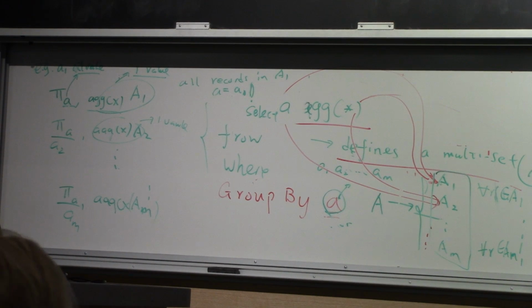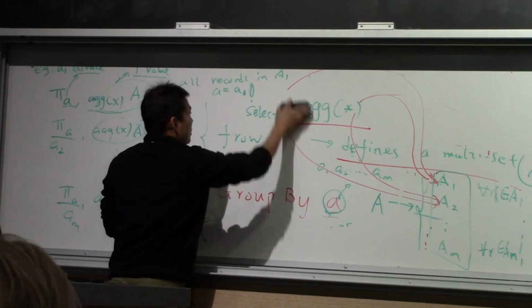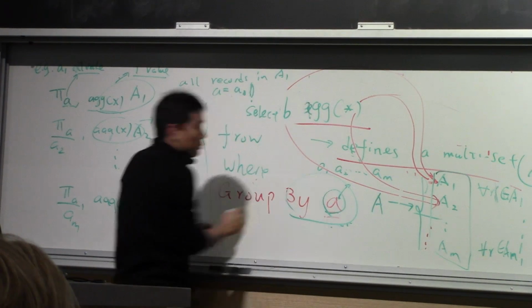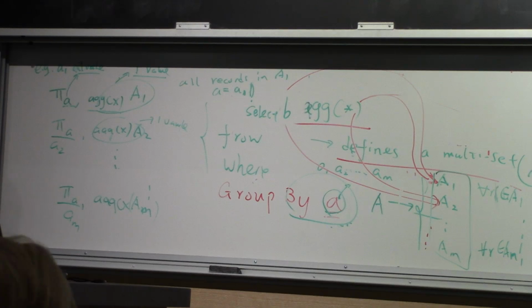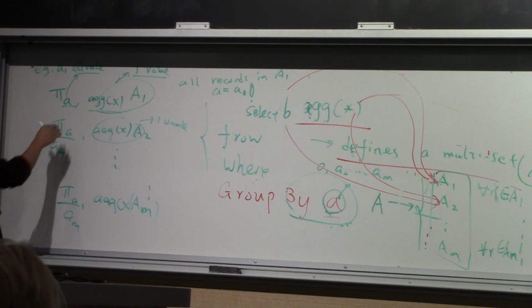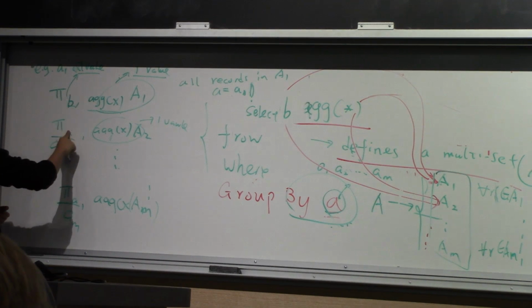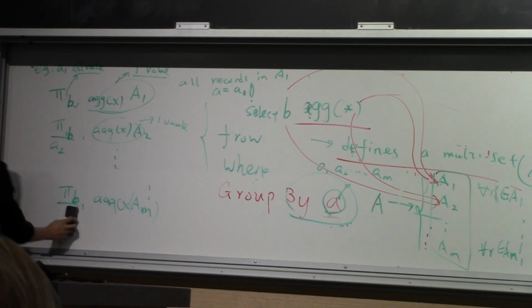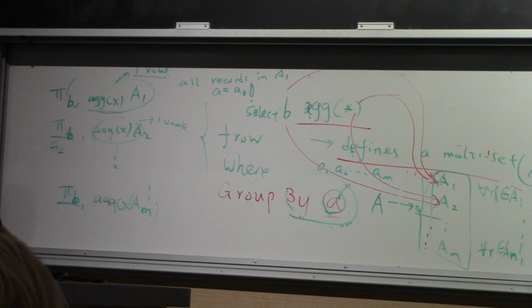Okay, now let me change this a little bit. Let me change this to B, attribute B. My grouping is still done with regard to the value A. Now look at what happened here. What happened here is you're doing this. Now you have a problem. Can someone tell me what problem we have if we do this?